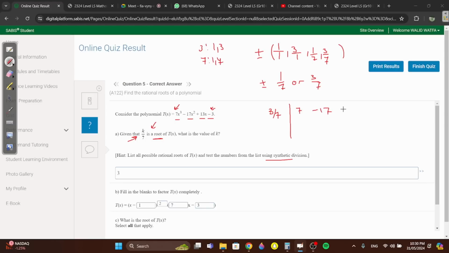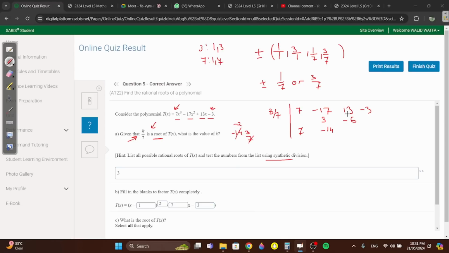7, minus 17, 13, minus 3. 7 down, cancel 7 with 7. You're going to get 3. Minus 17 plus 3 is minus 14. Okay, minus 14 divided by 7 is minus 2. So minus 2 times 3 is going to be minus 6. Let me show you. Minus 14, 3 over 7. Cancel 7 with minus 14. You're going to get minus 2. Minus 2 times 3, minus 6.